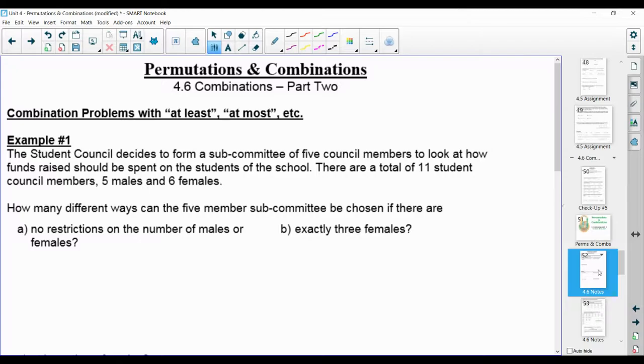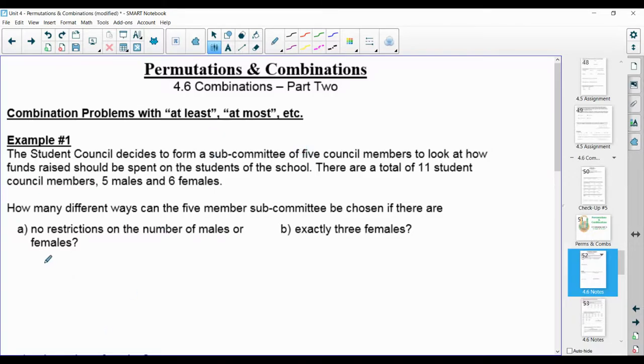So in the first example here, it says the student council decides to form a subcommittee of 5 council members to look at how funds raised should be spent on the students of the school. There are a total of 11 student council members, 5 males and 6 females. Exact same scenarios we would have seen in part 1. So let's just do some practice or review of those. So the first question says, how many different ways can the 5-member subcommittee be chosen if there are no restrictions on the number of males and the number of females?